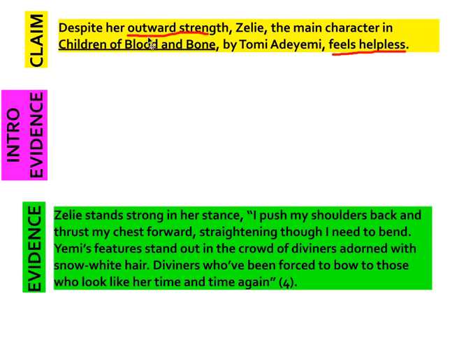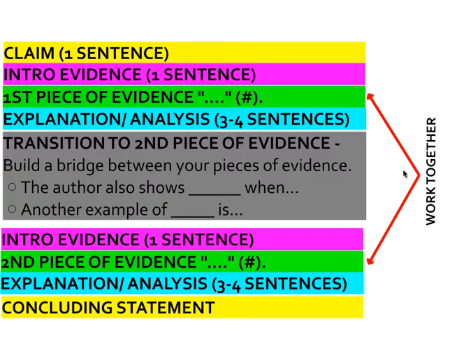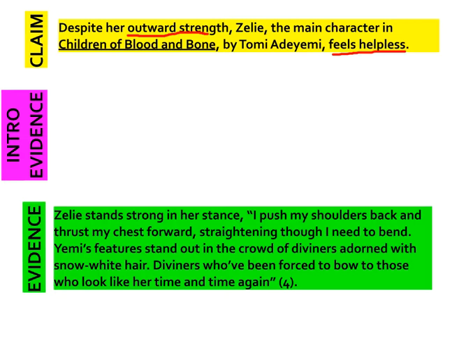So I'm actually going to choose my first piece of evidence to show you her outward strength. So one of the ways that I am going to make sure that I choose evidence that works together and it isn't too similar is I'm going to choose one piece of evidence that shows her outward strength, and the second piece of evidence is going to show how she feels helpless or weak.